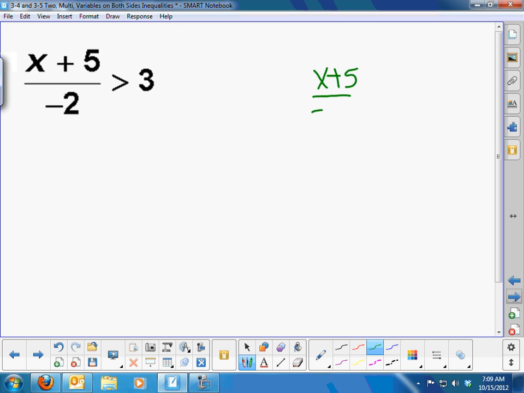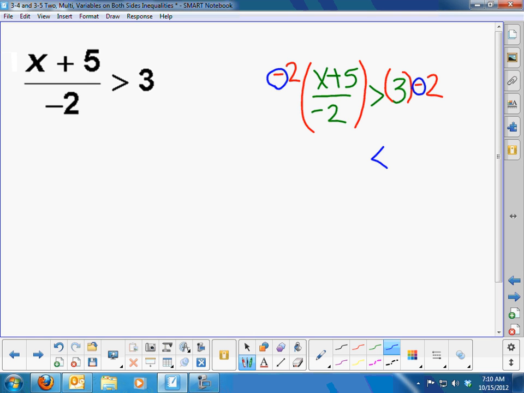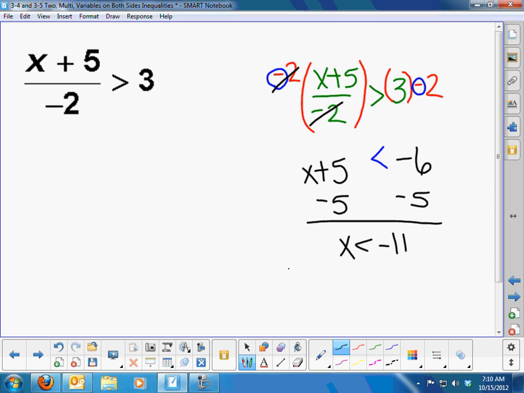Here's the next one. x plus 5 divided by negative 2 is greater than 3. All right, now I need to get my variable all alone. Right now that x is being divided by negative 2. How do we undo division by negative 2? We multiply each side by negative 2. What did I just do? I multiplied by a negative. What does that mean for my inequality? It flips. Instead of greater than, it's now going to be less than. My negative 2's cancel, so I'm left with x plus 5 is less than 3 times negative 2, negative 6. Subtract 5 to each side, and I get x is less than negative 11.